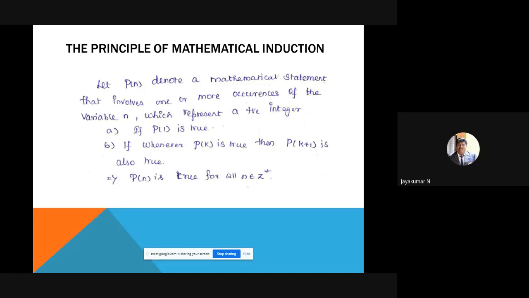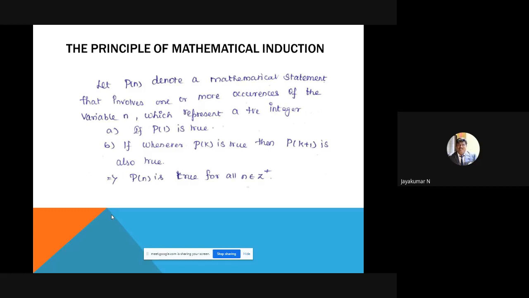The last topic is the principle of mathematical induction. You already studied these things in your school itself. Let P of n denote a mathematical statement that involves one or more occurrences of the variable n, which represents a positive integer. So there is some statement in terms of n, and I denote that statement as P of n. How do you prove this statement? There are 3 steps. First is the basis step: for n equal to 1 we have to show that the statement is true.